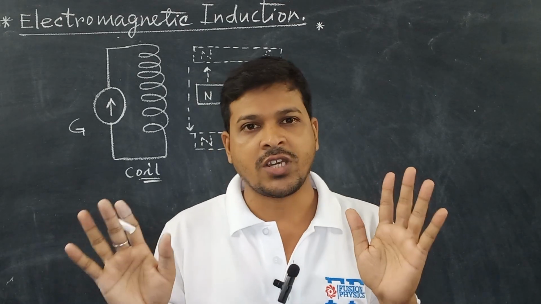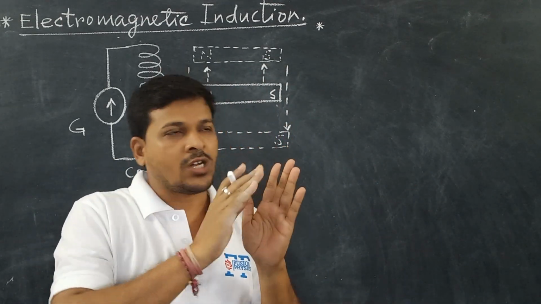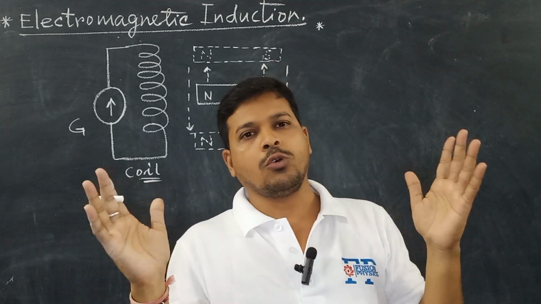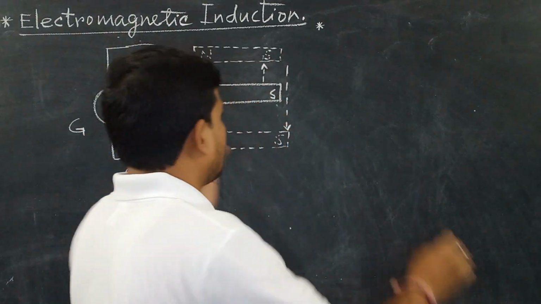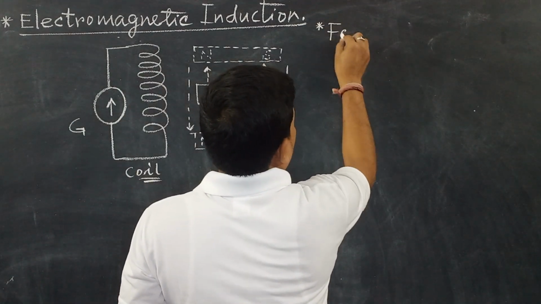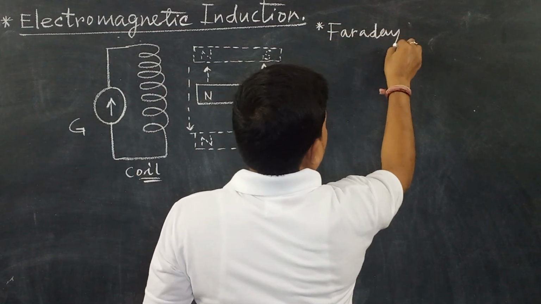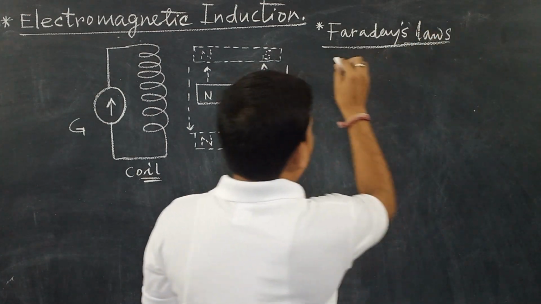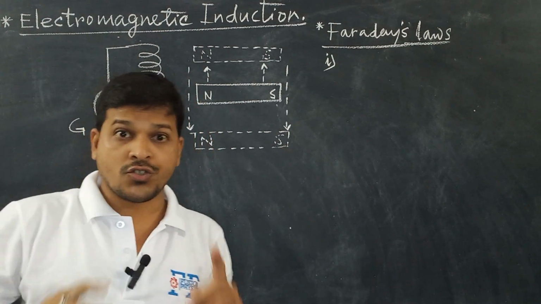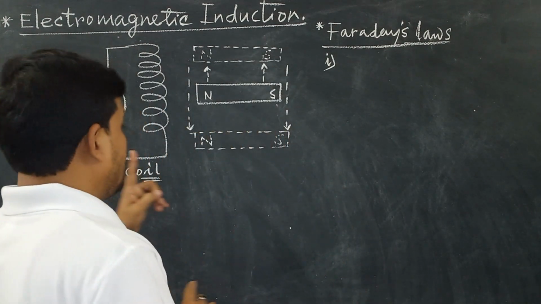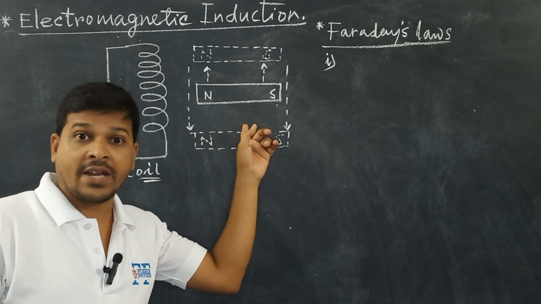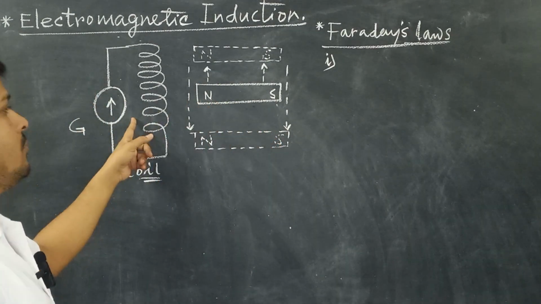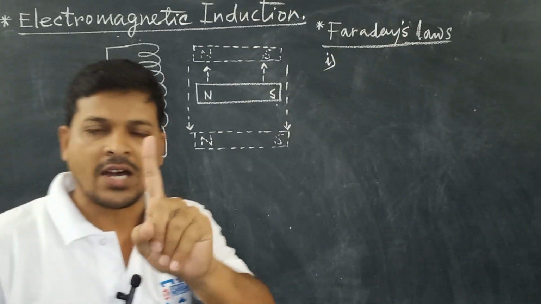There is an important question frequently asked in the board exam in alternate years after 2016. There are two laws related to electromagnetic induction. The first one is Faraday's law. Faraday's laws, there are two laws. The first law states that if there is a rate of change of magnetic flux associated with the coil, then an EMF will be induced within the coil. This is the first law.